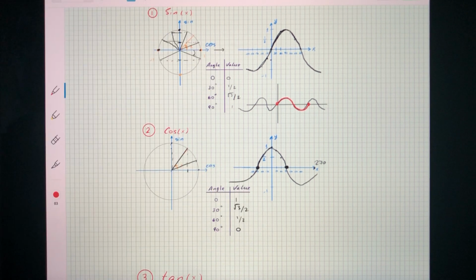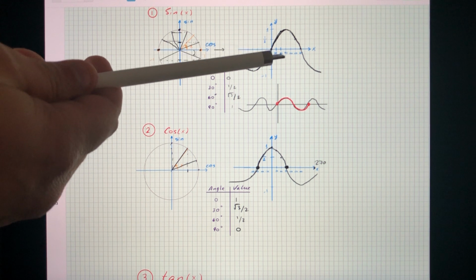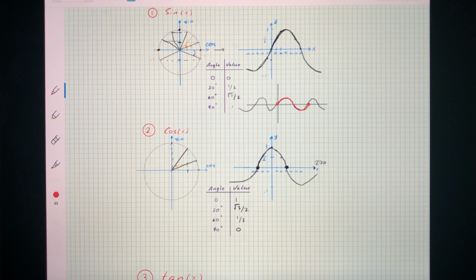So when we look at our textbook, sometimes we will see this version of a picture and not this version, but this version comes from the unit circle, and so do the rest of them. And this is it. That's how to sketch a basic graph of sine, cosine, and tangent using the unit circle.